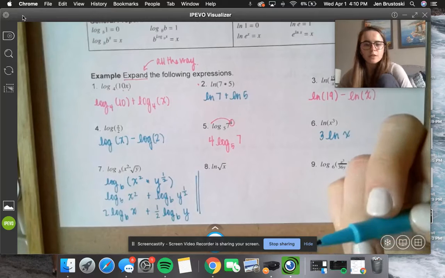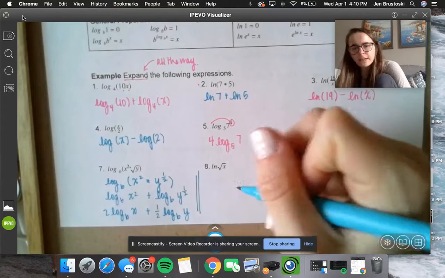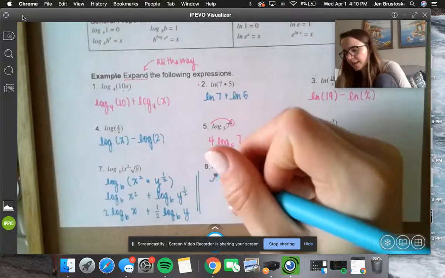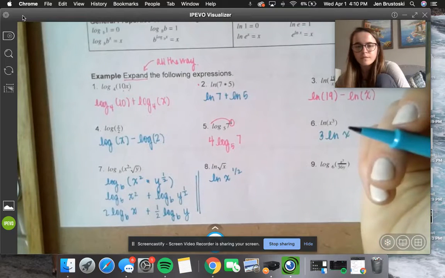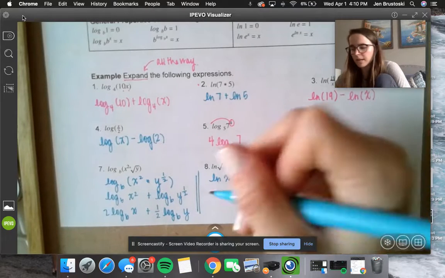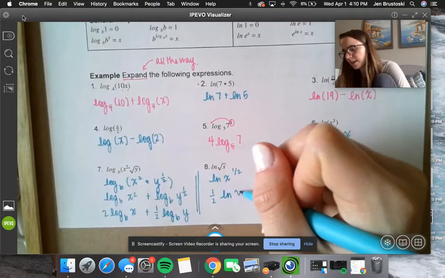This next one here should be a little bit easier. I would pause, maybe do the next 2 on your own. Otherwise, I'm going to keep going. So I have ln of the square root of x. I'm going to rewrite that as ln of x to the 1/2. That 1/2 is just going to move out to the front. 1/2 ln of x.